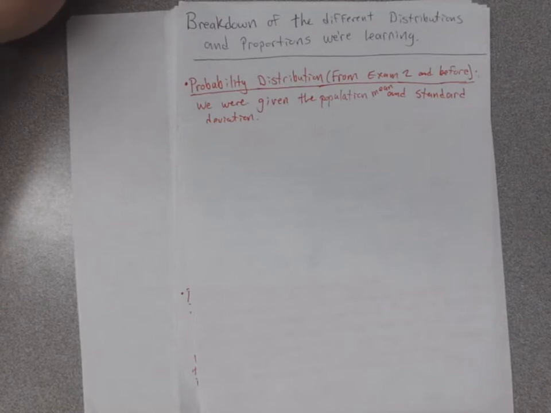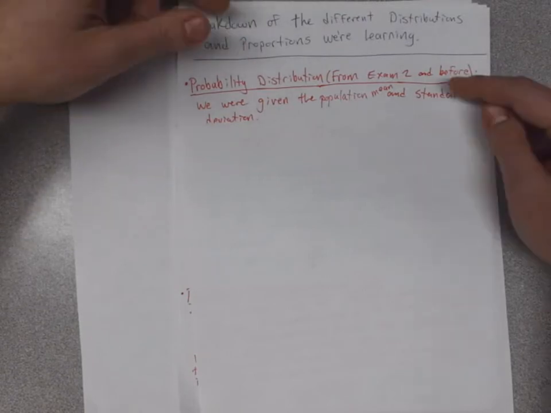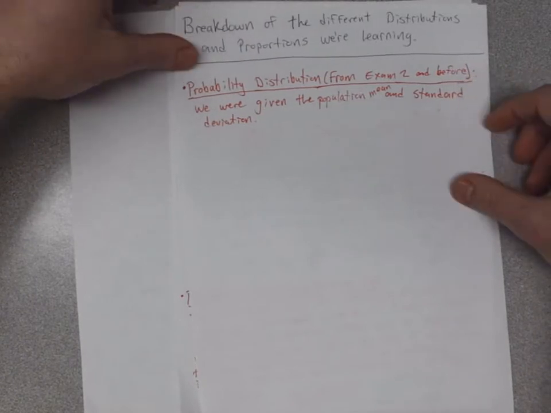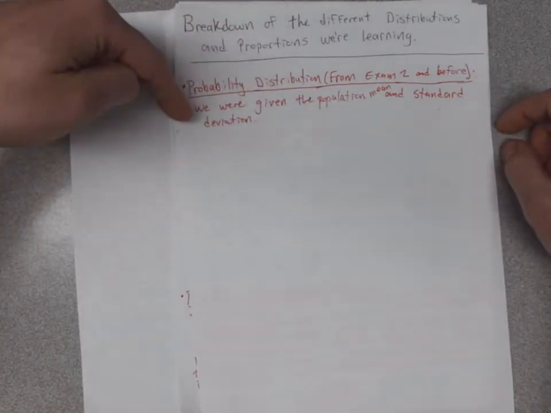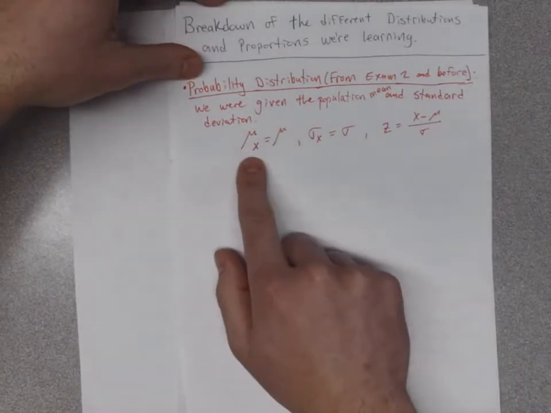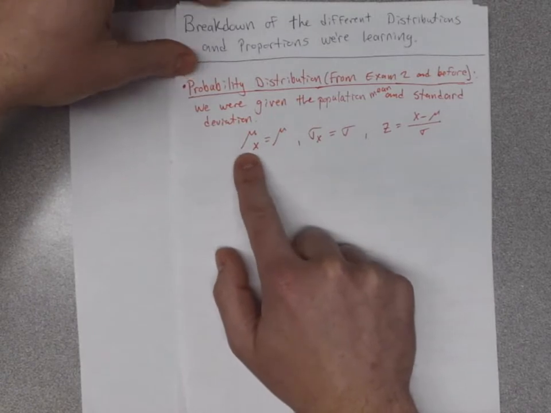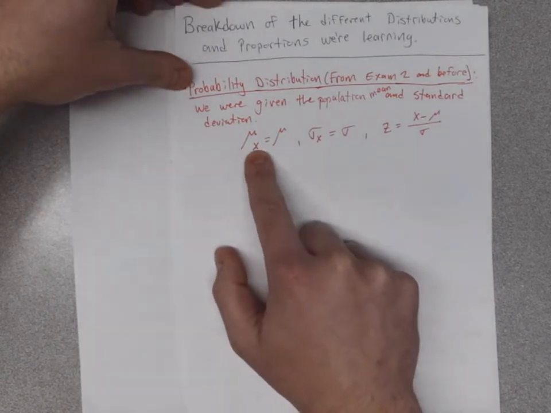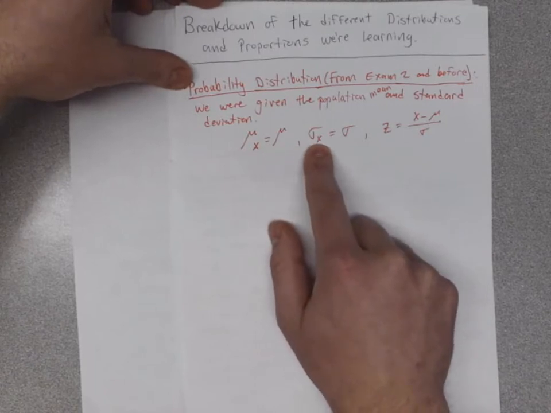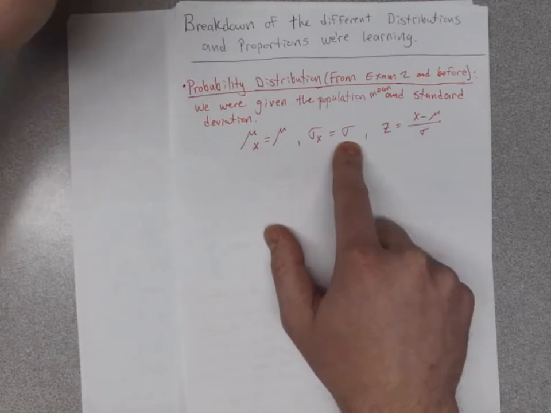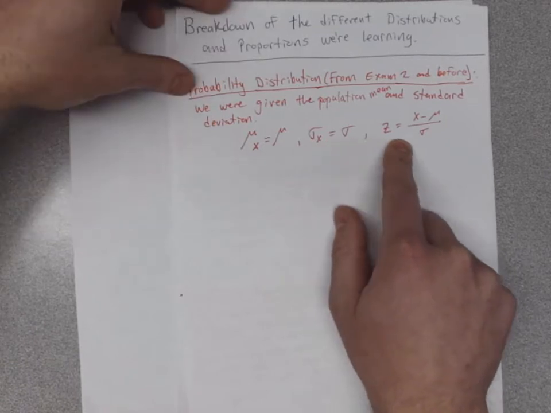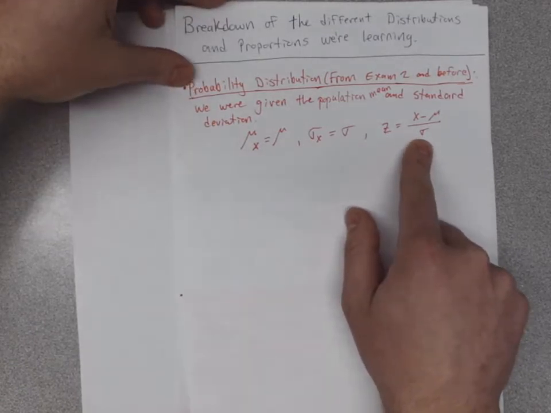All right, so what we covered, this is the probability distribution. This is basic, what I'm getting at is anything from exam 2 and before. So here we were given the population mean and the standard deviation. And when we did that, we knew that mu sub x was just equal to mu. So we just said the mean of whatever probability distribution we're working with is just equal to the mean that we were given. Standard deviation of x, which just means the standard deviation of the population we're working with, is just the population standard deviation. And z is what we're used to, the x minus mu over sigma.